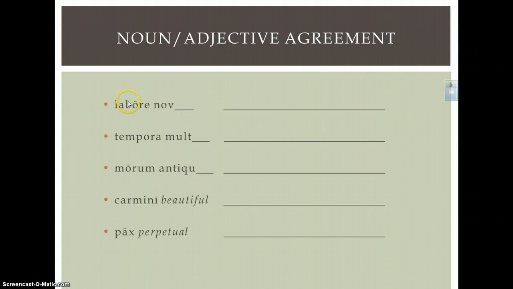And I would also like for you guys to get a little bit of practice doing the noun-adjective agreement by matching these adjectives to these nouns. So, labore, new; tempora, many; morum, ancient; carmina, beautiful; and pax, perpetual.